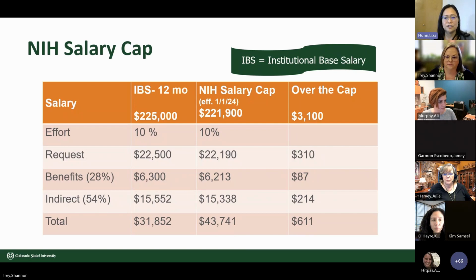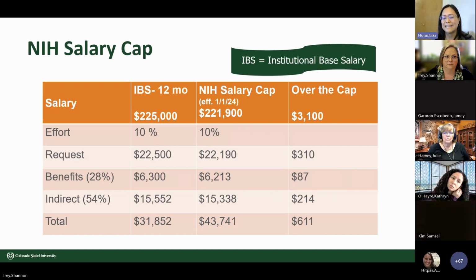For the ease of this discussion, while many that fall into the category of over the cap is likely 9 months, we're just going to use a 12-month base for the discussion. So if the current salary cap effective the beginning of the year, January 1st, is $221,900, and if you say you had a PI with a 12-month institutional base salary, IBS, at $225,000, the difference between institutional base salary and the cap is $3,100.